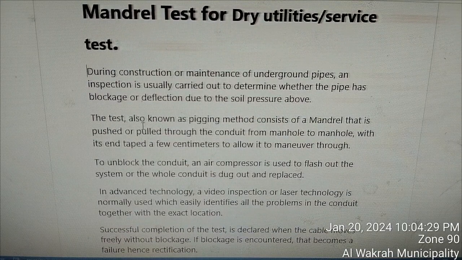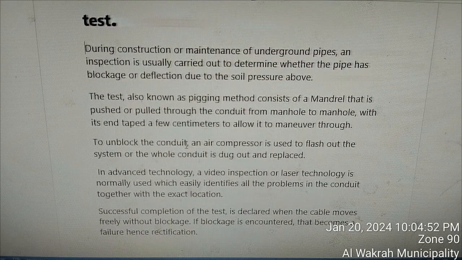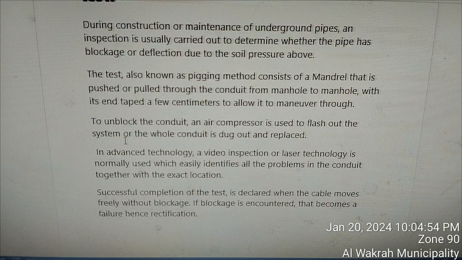The test, also known as a pegging method, consists of a Mandrel that is pushed or pulled through the conduit. Conduits means the pipes, which are going to conduct the Mandrel from manhole to manhole with its end tied and taped a few centimeters to allow it to maneuver through in the manholes. To unblock the conduit, an air compressor is used to flush out the system.